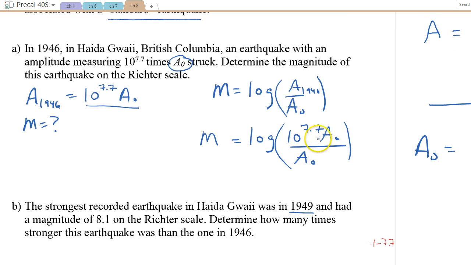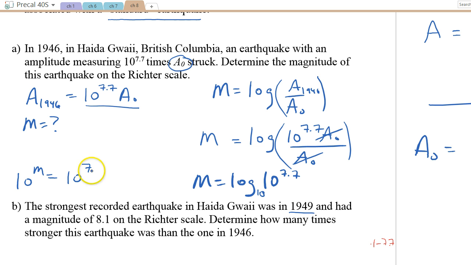I can cancel these two out, and I can say m is equal to the log of 10 to the power of 7.7. Since it's not mentioned which log it is, the default is 10. Okay, and when I change this to exponential form, I get 10 to the power of m is equal to 10 to the power of 7.7. So m is equal to 7.7.